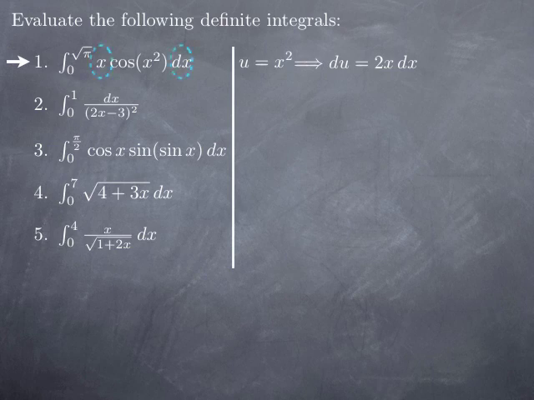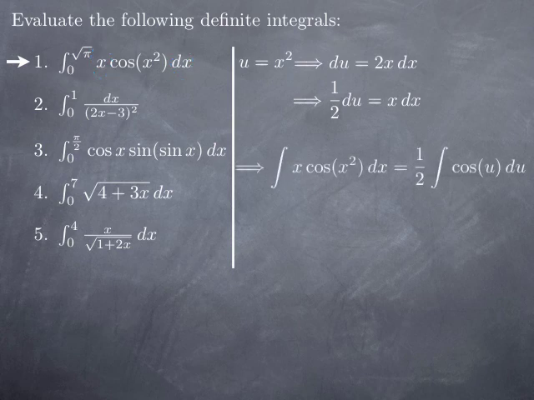Then as usual we try to match with what we have inside our integral. So here I have x dx instead of 2x dx, so I'm going to solve for that, and x dx is 1/2 of du. So we're going to be able to replace x dx by 1/2 of du and cosine of x squared by cosine of u. So we obtain that the indefinite integral of x cosine x squared dx is 1/2 integral of cosine u du. So far, just the same thing we were doing before.